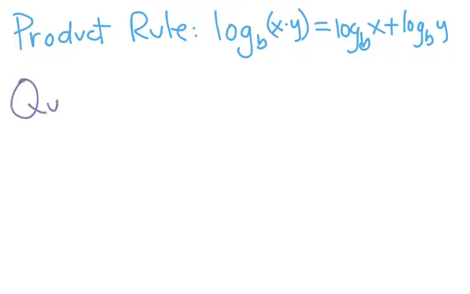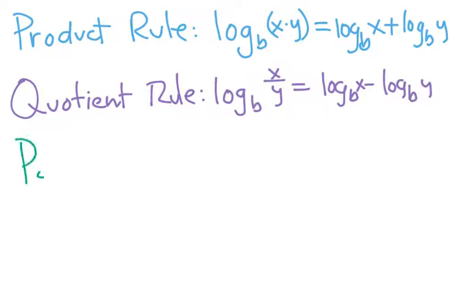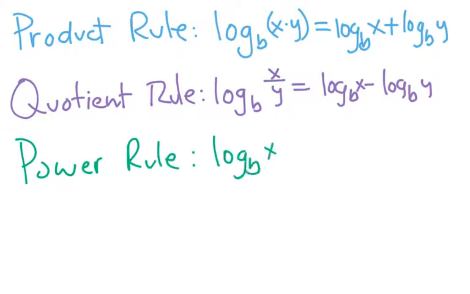Okay, we also have the quotient rule. Same idea as the product rule, but instead of dealing with multiply and add, we deal with division, which we can separate then by subtraction. Oops, that should be log base b of x and log base b of y. And finally we have what we call the power rule. Okay, so this one we go log base b of any number raised to a power. That power can just be multiplied in front.